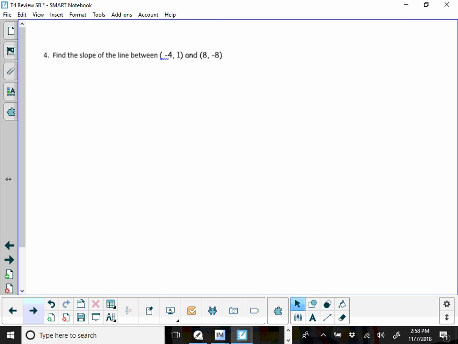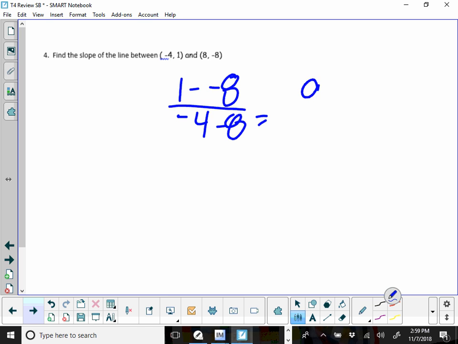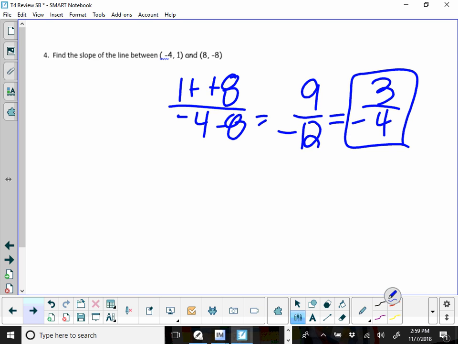All right, find the slope. Again, slope formula is just y minus y over x minus x. So that's going to be 9, because we changed our double negatives, over negative 12. These are both divisible by 3. 3 goes into 9 3 times, and into negative 12 negative 4 times. So our answer would be negative 3/4 for your slope.